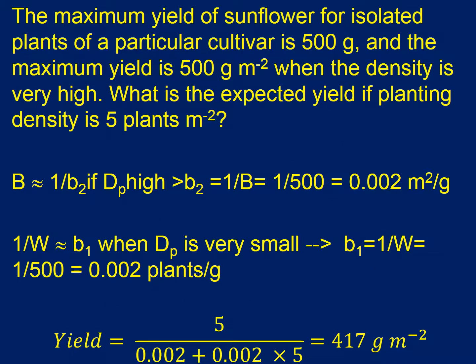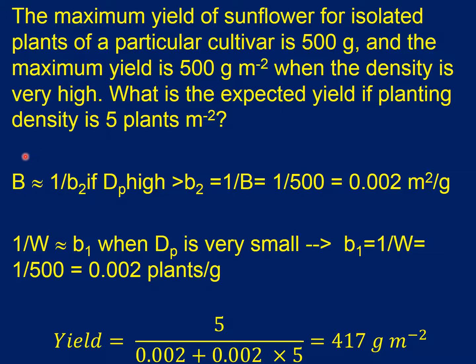For instance, we have a sunflower cultivar that, when we have isolated plants, can produce 500 grams per plant. On the other hand, the maximum yield is 500 grams per square meter when density is very high. We wonder what is the expected yield if planting density is 5 plants per square meter. Taking the extreme conditions, we can deduce the two parameters of the reciprocal yield law.